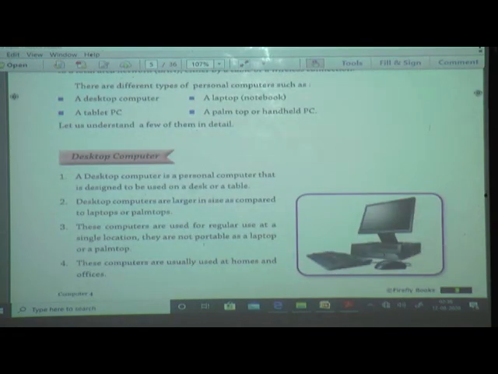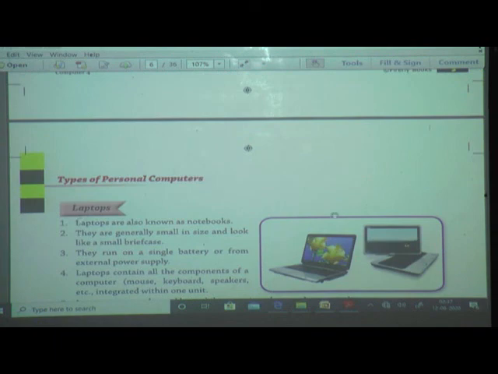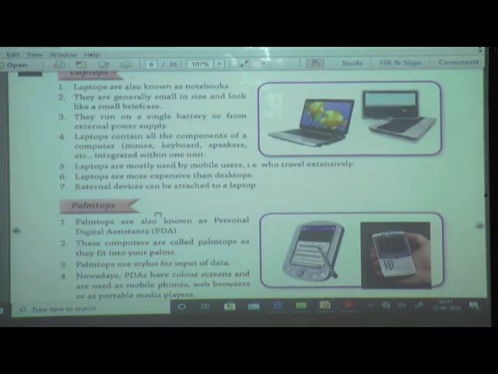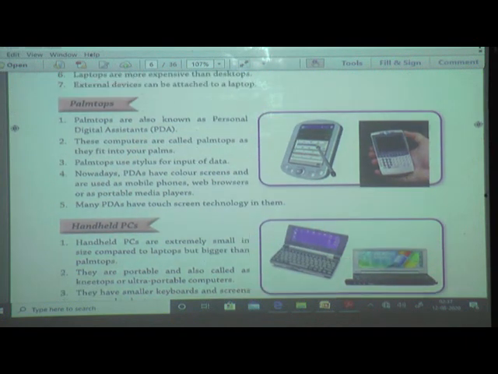Desktop computers look like that. Next, laptop. A laptop looks like this picture. Next, palmtop. Why is it called a palmtop? A palmtop is also known as a personal digital assistant. And why is it called a palmtop? Because it fits in a single palm, that's why it is called a palmtop. Handheld PCs are smaller than a laptop but bigger than our palmtop, right?